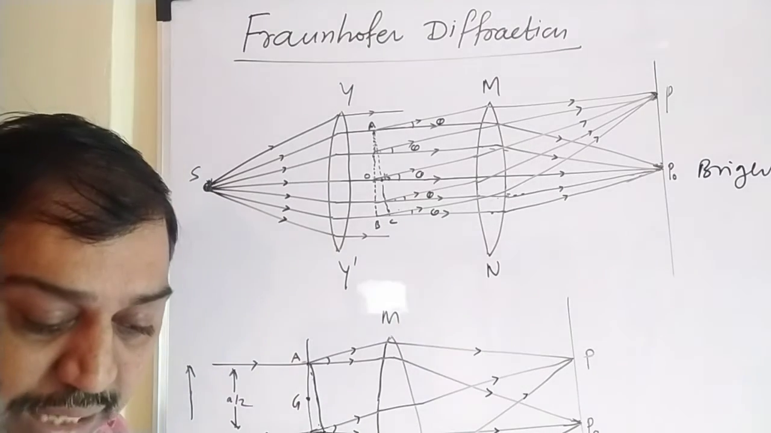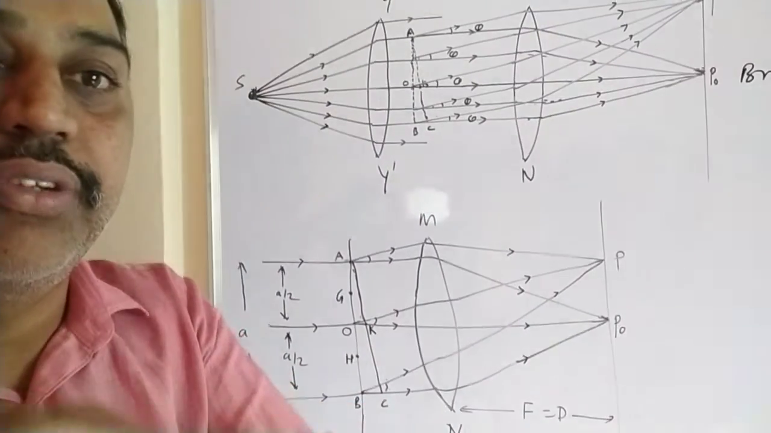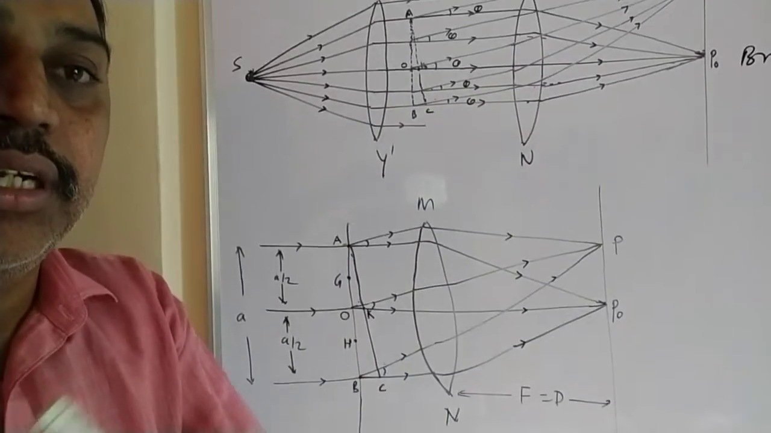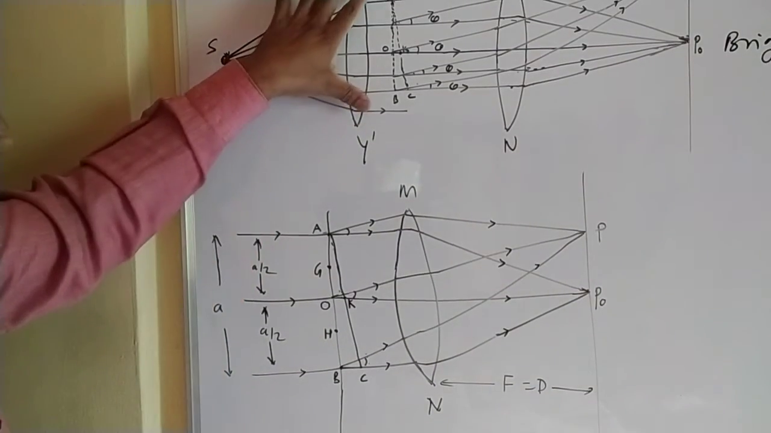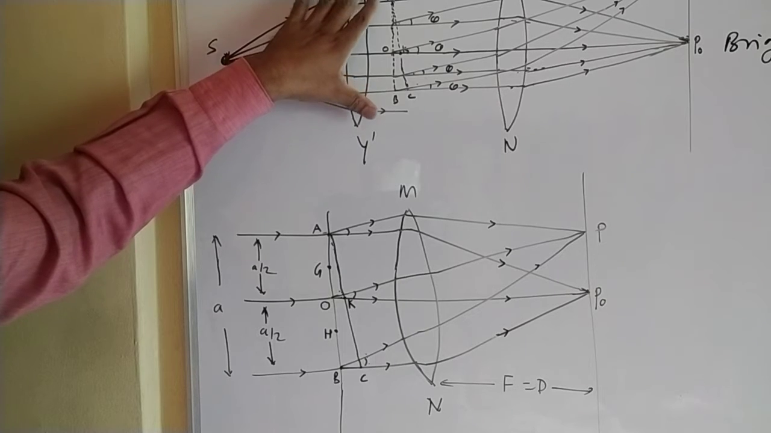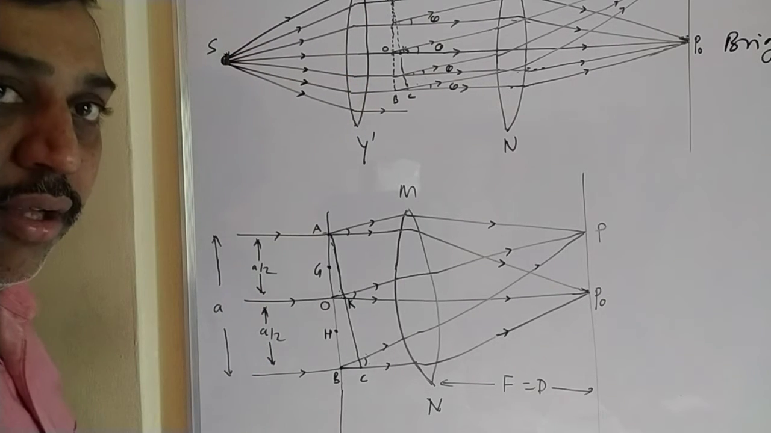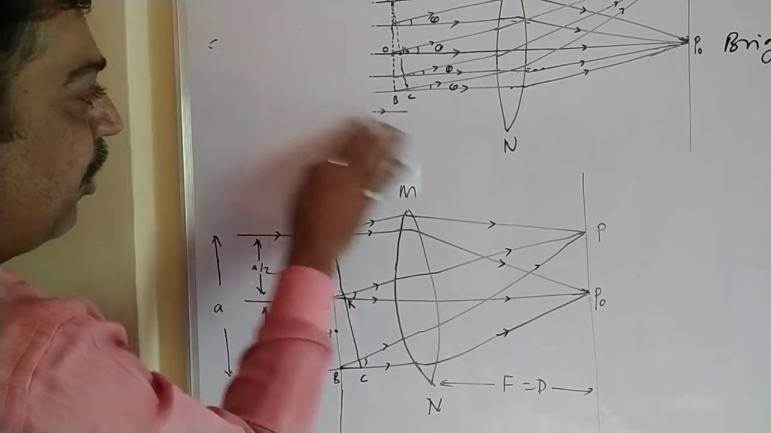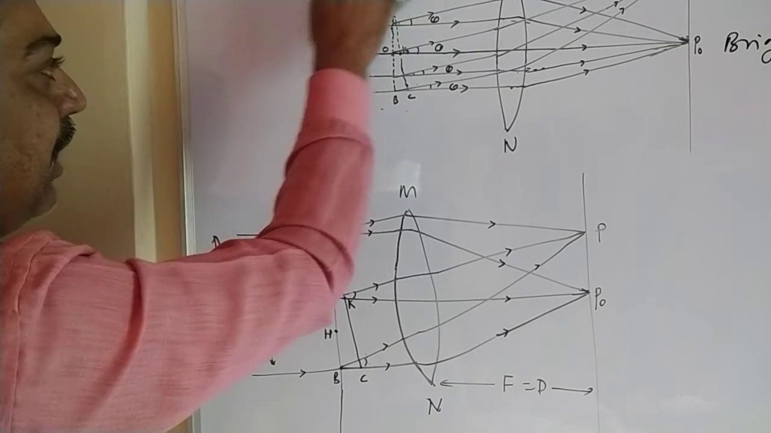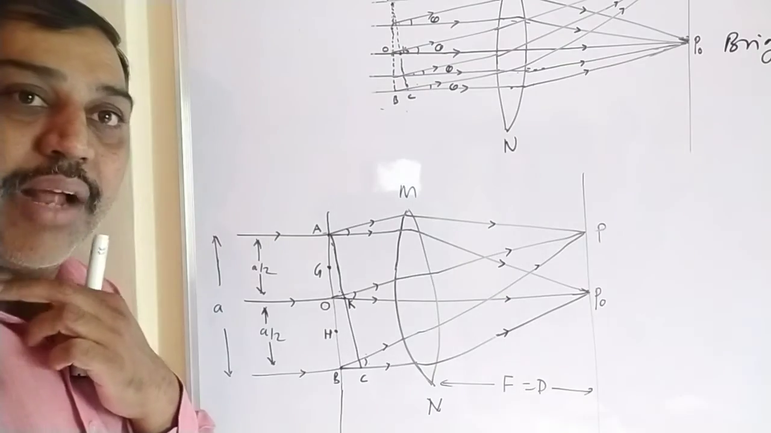Okay, now for that, I have drawn the same experimental setup here in the bottom diagram. If you see this second diagram at the bottom, it is the same experimental setup as the one above. The only difference is that I have removed this Y dash mirror part. If you just erase this Y dash, the diagram we get is exactly similar to this one. So both the diagrams are the same now.